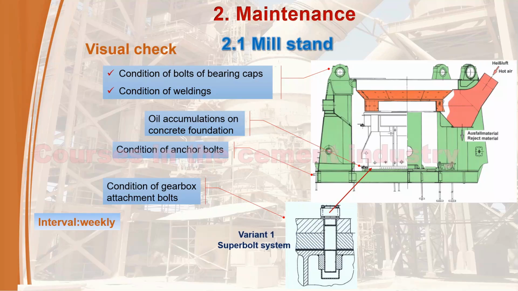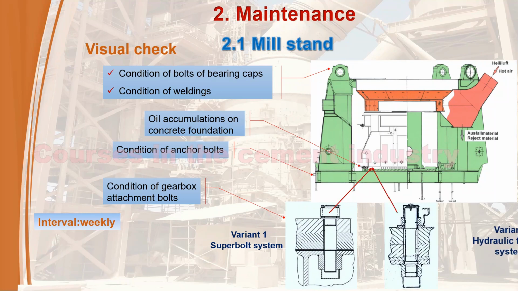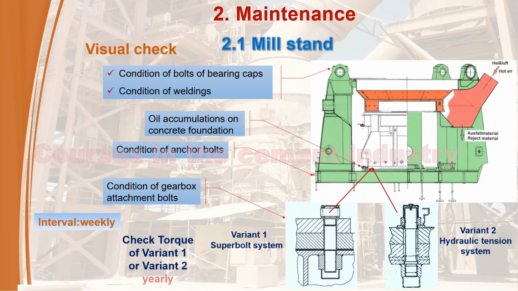In this point check: Variant 1, super bolt system. In this point check: Variant 2, hydraulic tension system. Check torque of variant 1 or variant 2 yearly.